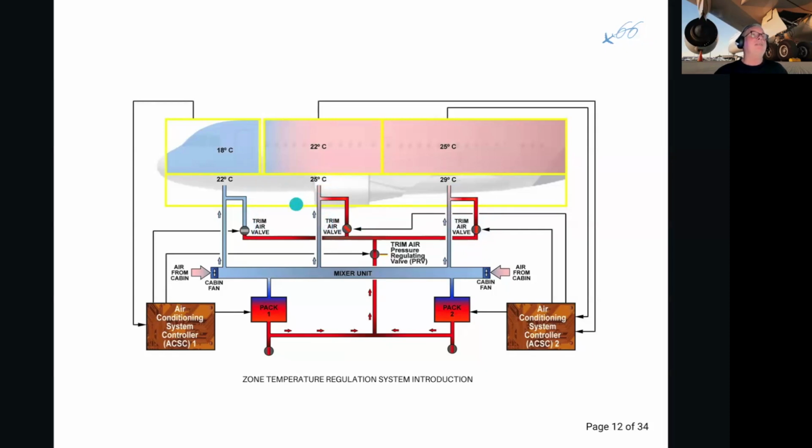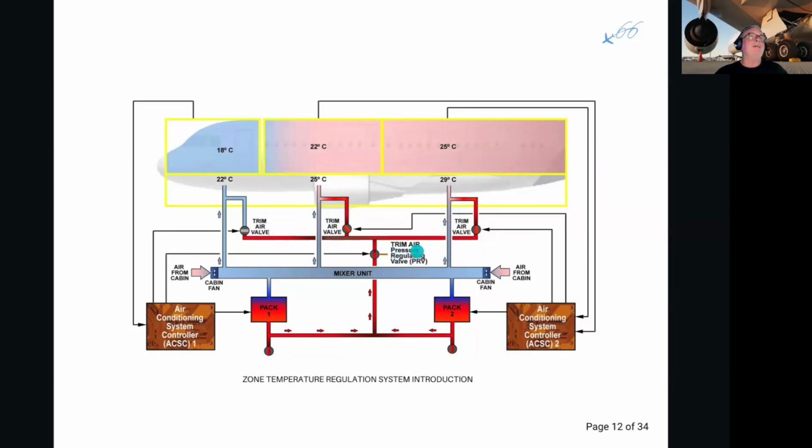Okay, and I can have different temperatures. You have this on cars nowadays. I can have different temperatures in the cockpit, or in zone 1 or zone 2, because each zone, each area has its own trim air valve.